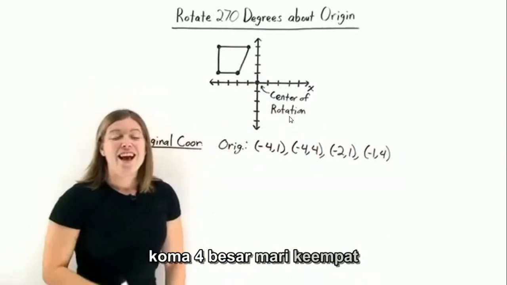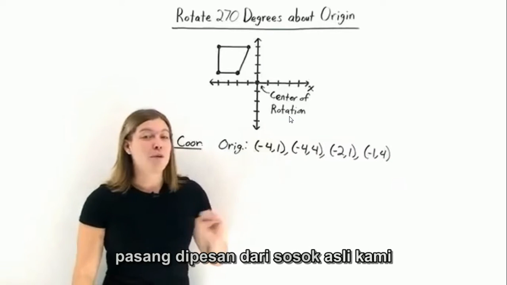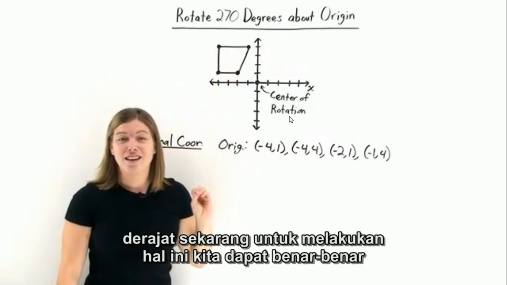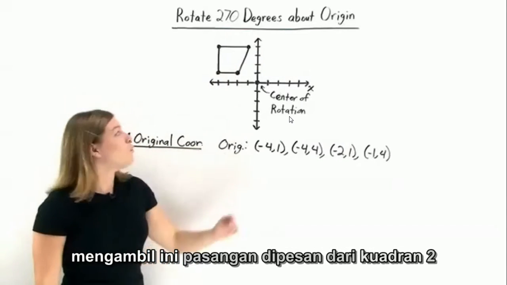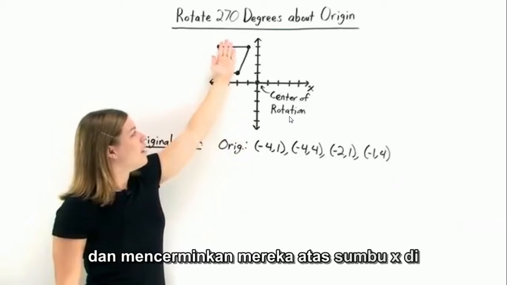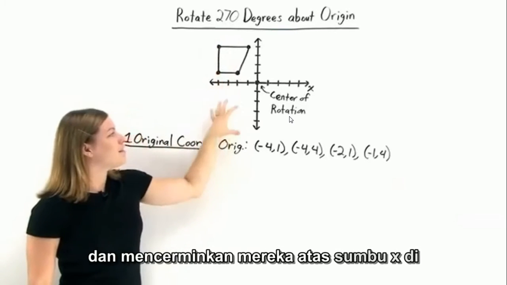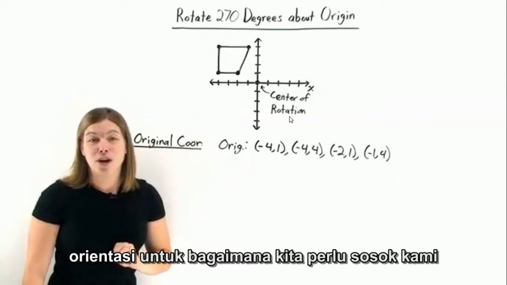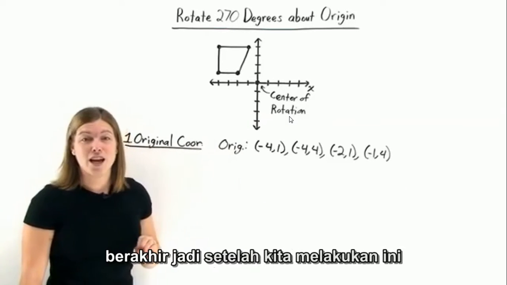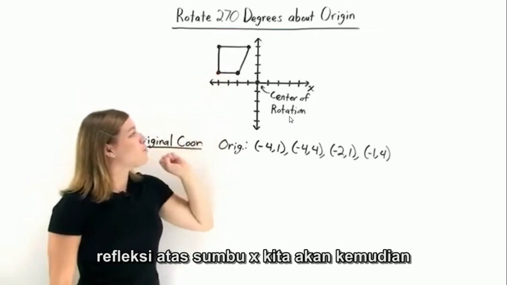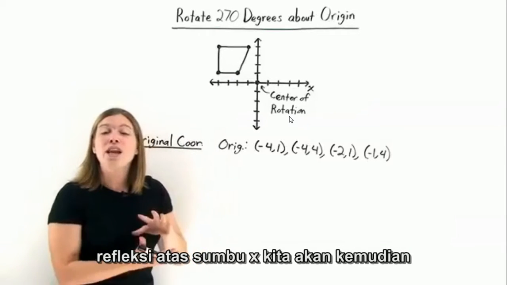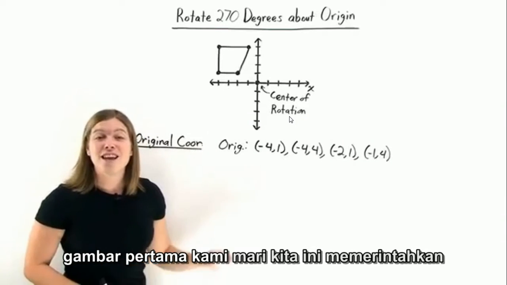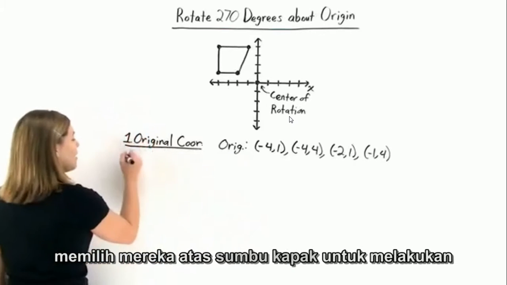Great. Let's take these 4 ordered pairs from our original figure and rotate them counterclockwise 90 degrees. Now to do this, we can actually take these ordered pairs from quadrant 2 and reflect them over the x-axis in order to put them in quadrant 3. But they will not be in the right orientation for how we need our figure to end up. So, after we perform this reflection over the x-axis, we will then need to flip our figure in order to get our image. First, let's take these ordered pairs and reflect them over the x-axis.